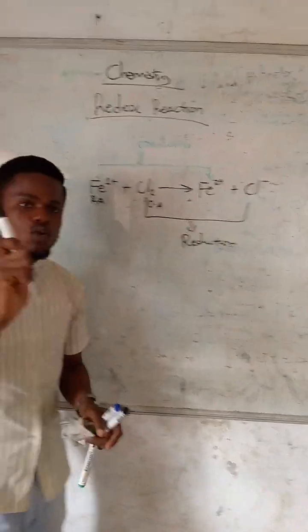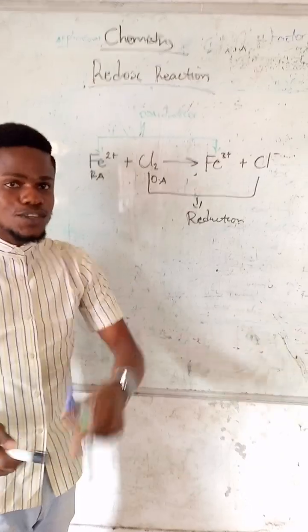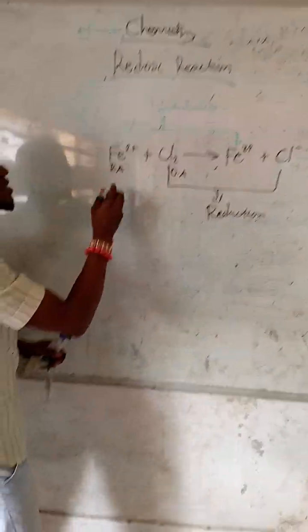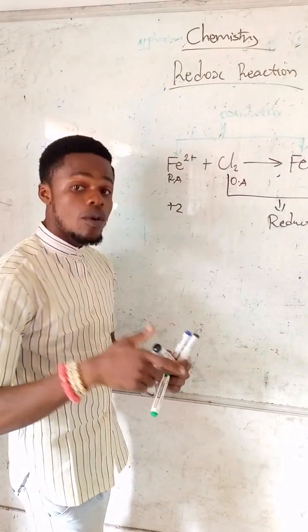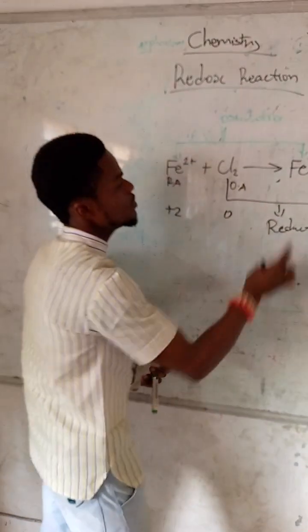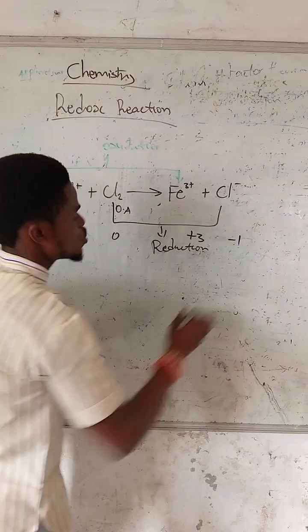So from rule number 1, assign oxidation numbers to the species to balance the atoms. If you look at it, this is +2. The oxidation number of all elements in a free or combined state is 0. So this is 0, this is +3, and this is -1.